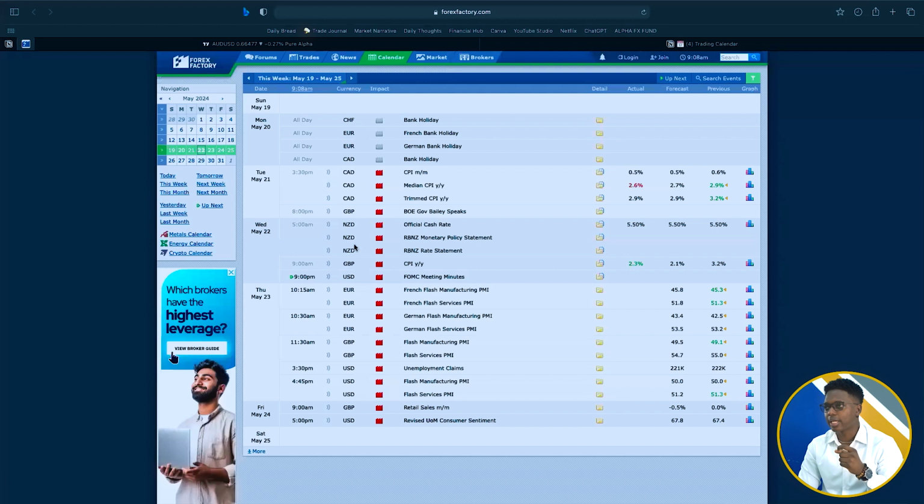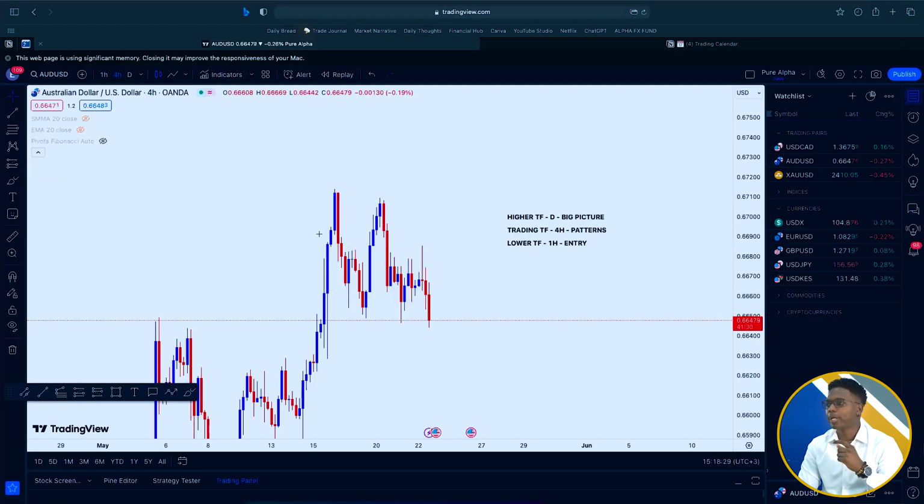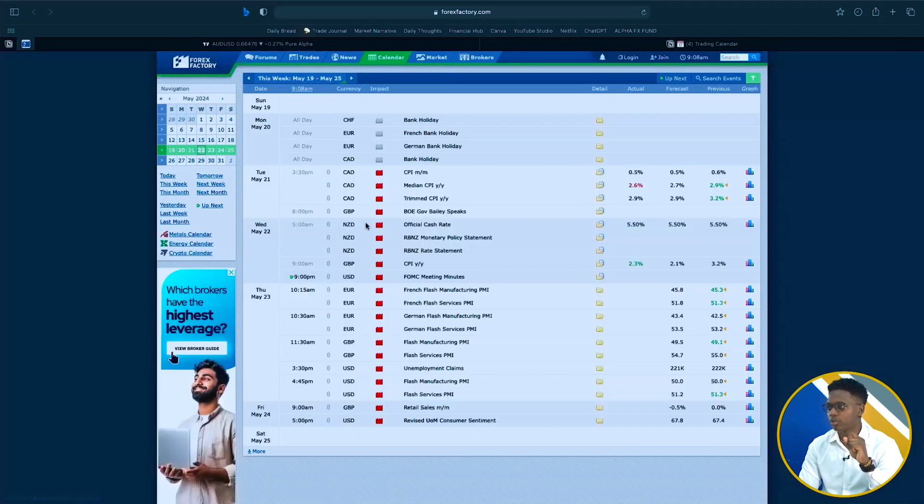Something else that guides me is that I don't pay attention to everything. Now look at my trading pairs. I only trade USD CAD, Aussie dollar, and gold. Meaning I'm only trading 3 economies. I'm trading USD, which is the dollar from the United States, the Canadian dollar, and the Australian dollar. Okay, so those are the 3 economies. So when I'm looking at my news, that is what I'm focusing on.